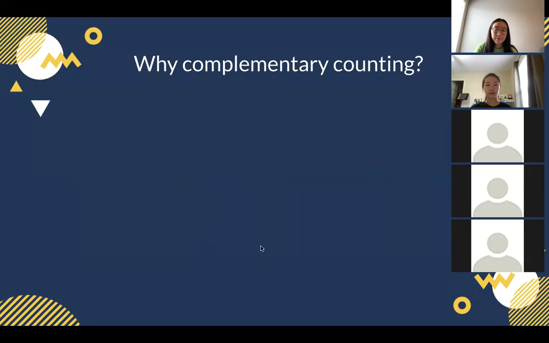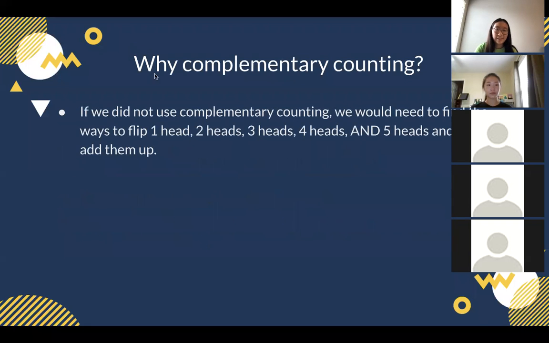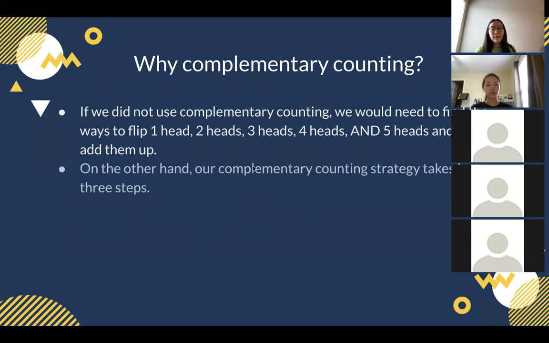So why should we use complementary counting, and why are we learning it right now? Well, in that problem, if we didn't use complementary counting, we would have had to find a whole bunch of different cases. Ways to flip one head, ways to flip two heads, ways to flip three heads, all the way to ways to flip 5 heads. And then we would have to add all of those up. But our complementary counting strategy just takes a few steps because there are fewer cases that don't fit the criteria, and there's a lot of cases that do fit the criteria.